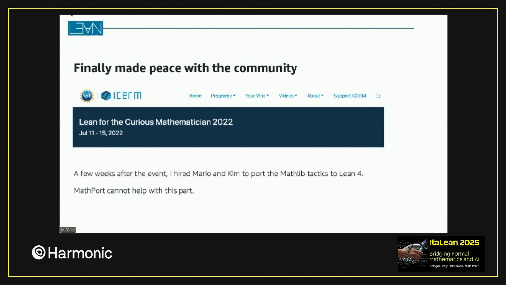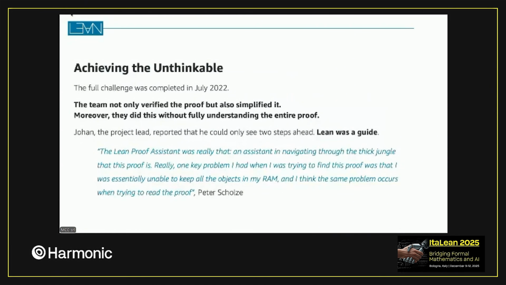At the time, I also hired Kim and Mario to port the tactics from Mathlib 3 to Mathlib 4. Because we have this math port that can help automate moving the theorems and the definitions, but the tactics are so different, there is no way to port them automatically with tool support. You had to do that manually, and Kim and Mario did that over like 3 or 4 months. And the PM, she was really good. She put them to work and she pressured them a lot and got them on track. And we managed to port the tactics.